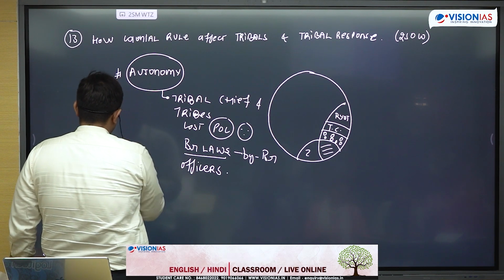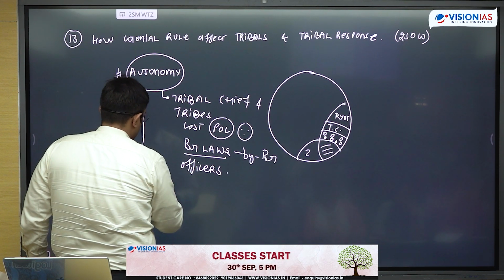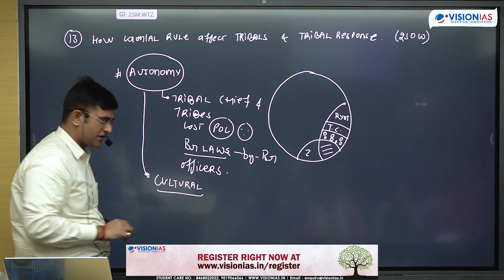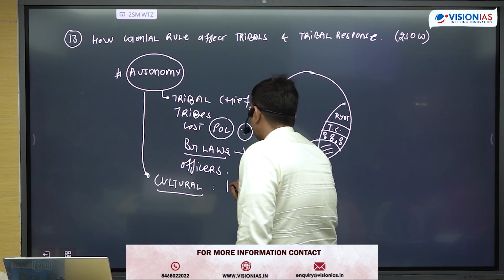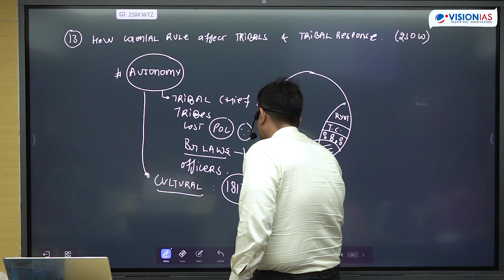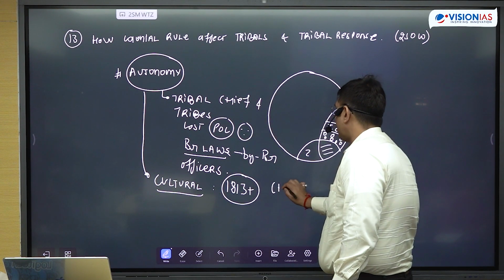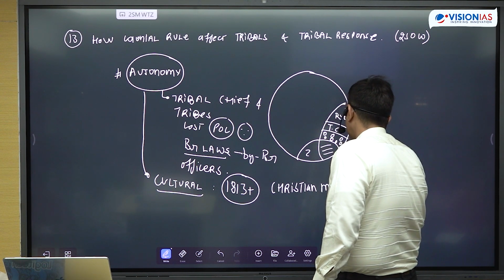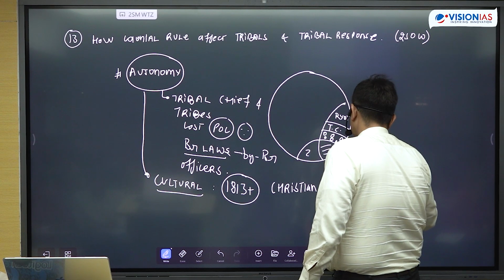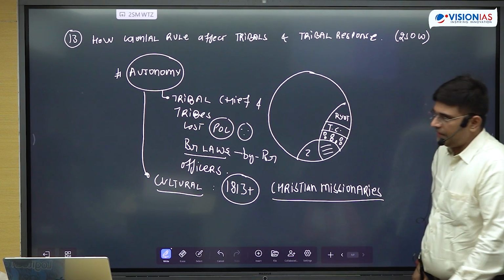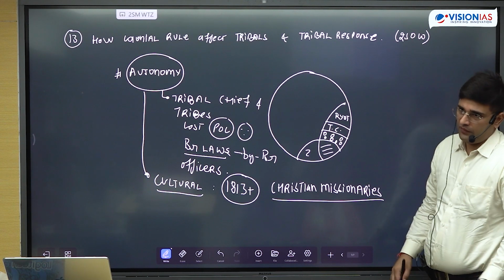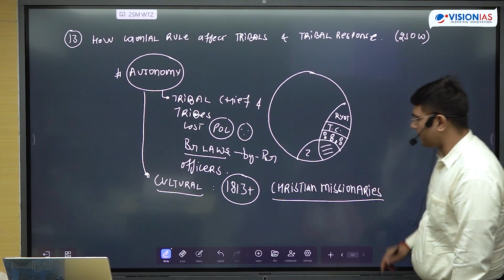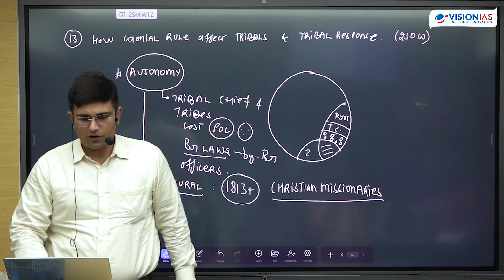Second component that you can mention is that they also lost their cultural autonomy. How? Because since the 1813 Charter Act onwards, there was an influx of Christian missionaries hurting the cultural practices of the tribes, and religious conversions are also taking place, and as a result, they are losing their cultural autonomy.